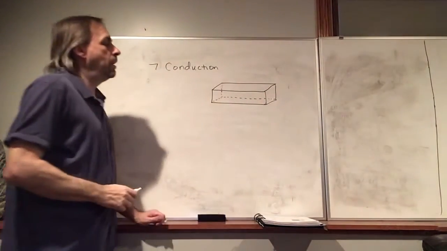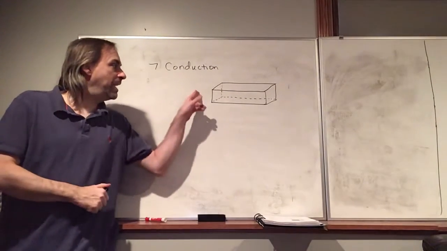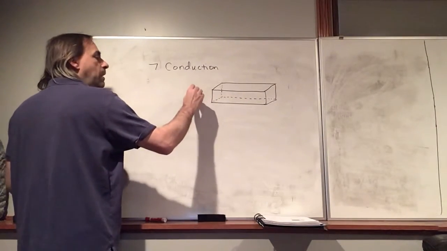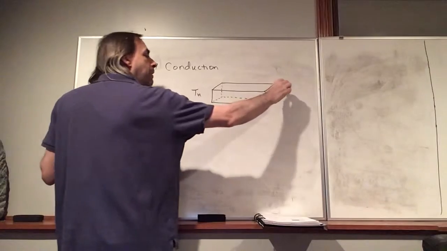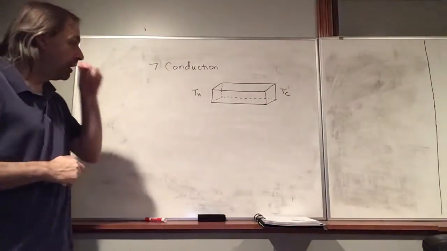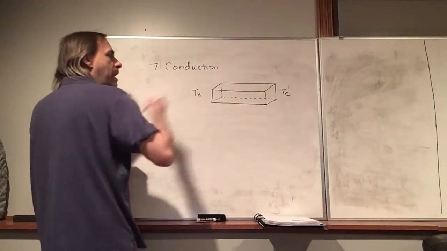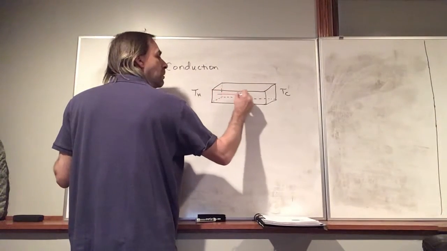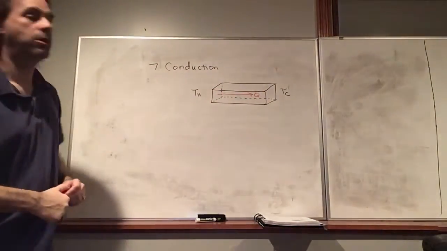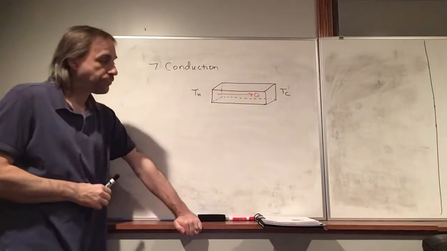Alright, so we have this rectangular object, and say the two ends are at different temperatures. Now I'm going to call this TH and this TC for hot and cold. And what's going to happen, because the two ends are at different temperatures, we're going to have energy flow in the direction from hot to cold. That's the way heat flows, from hot to cold.